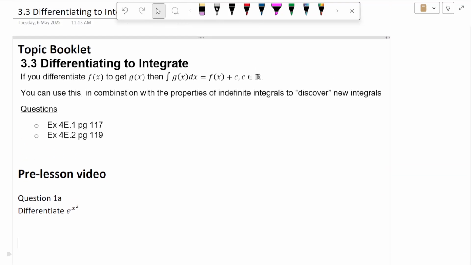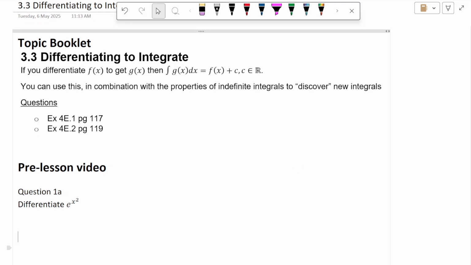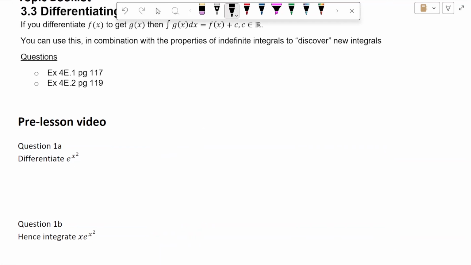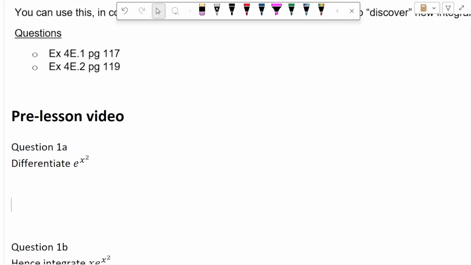In this video, we're looking at differentiating to integrate. It's a bit of a weird concept, but basically you can discover integrals, essentially. So last video, we discussed what an integral was for the very first time. If f dash of x was 2x, what is that original function going to be?